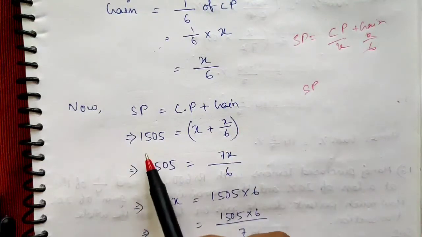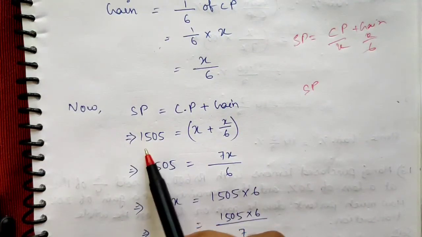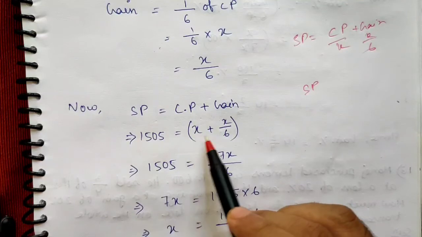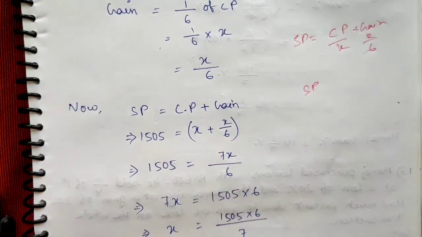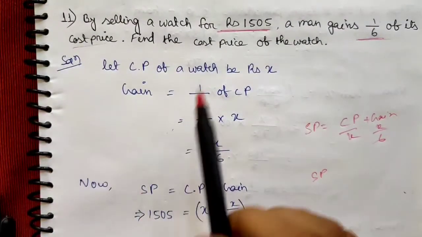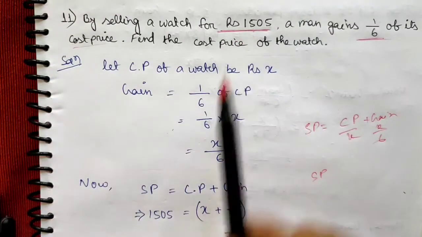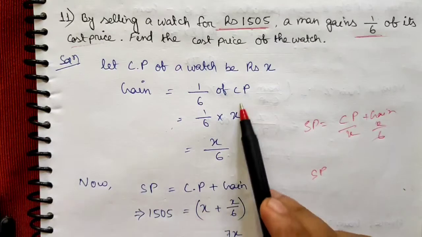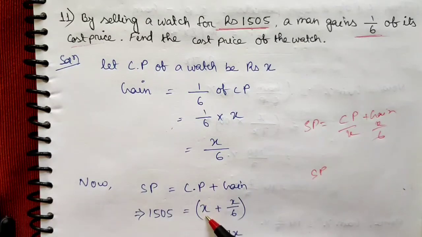Now in the question it is already given that SP is 1505. So can we write 1505 equals X plus X by 6? How have we written this? Look, in the question it is given that SP of the watch is 1505, so we have written SP equals 1505. Now the formula: SP equals CP plus gain, isn't it? So CP is X, so in place of CP we have written X, and gain is X by 6. So we have written this equation.